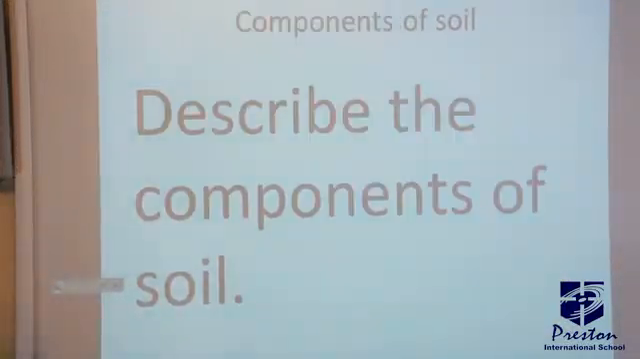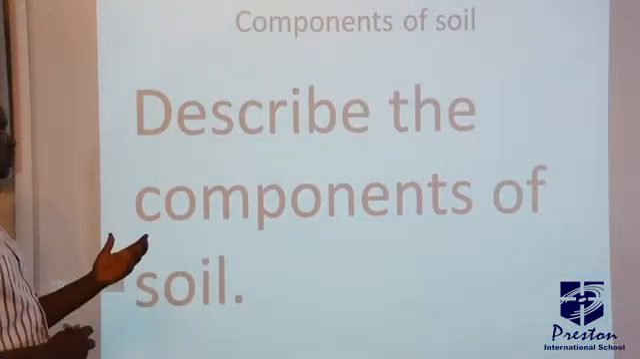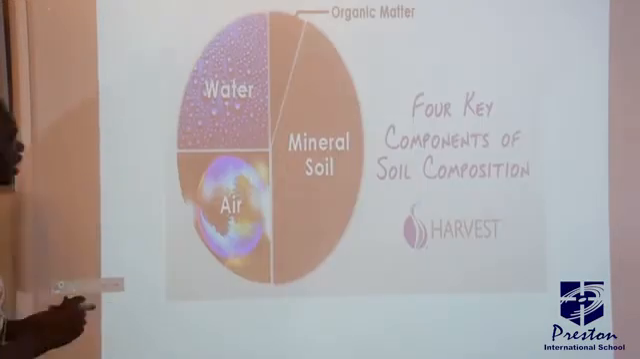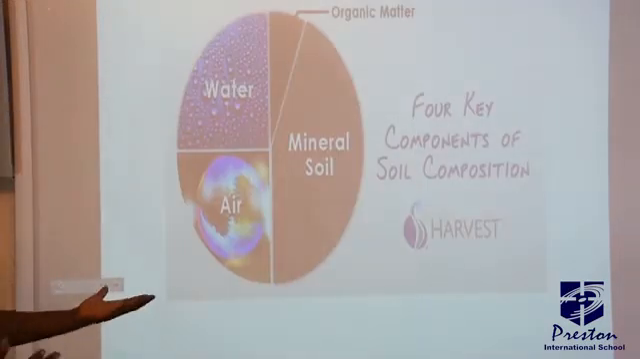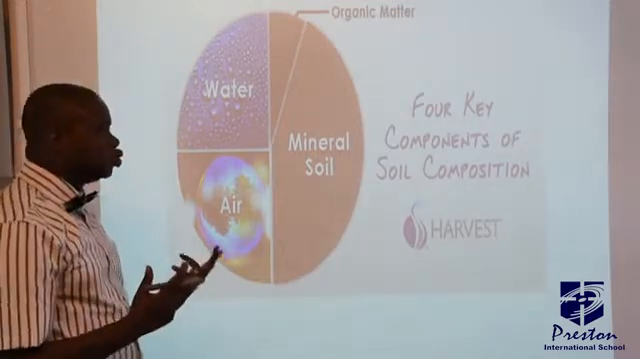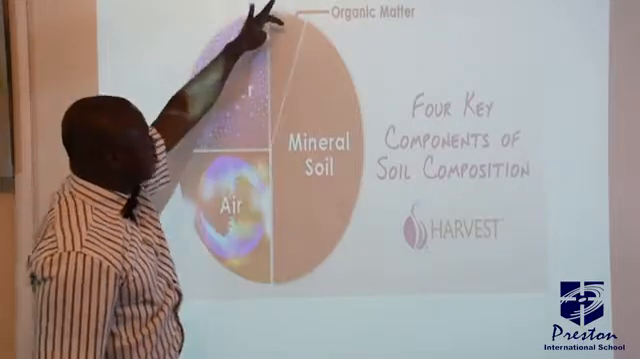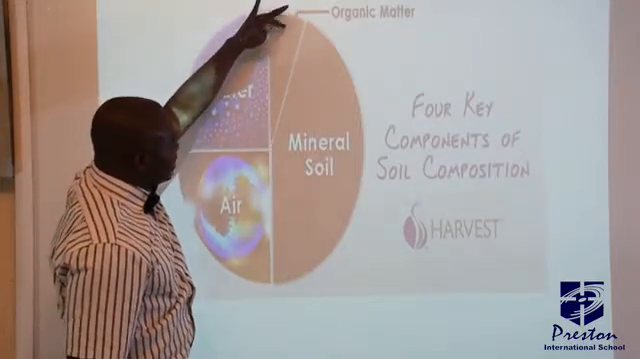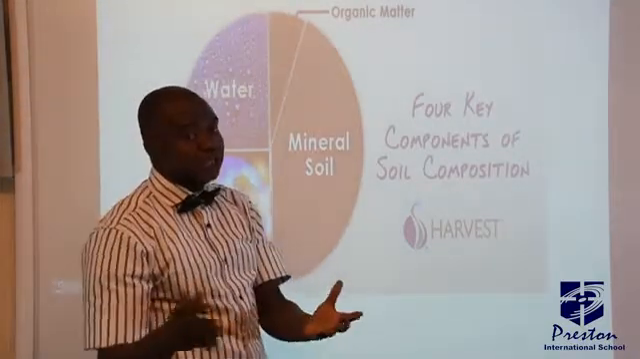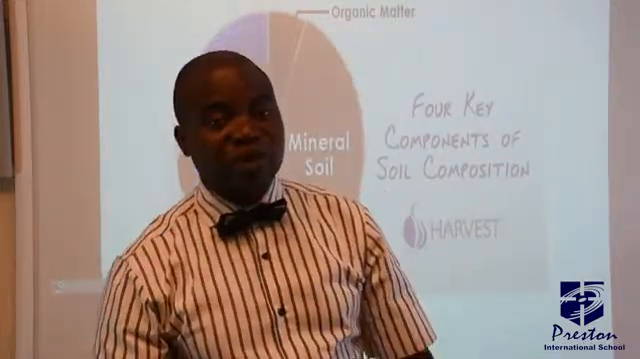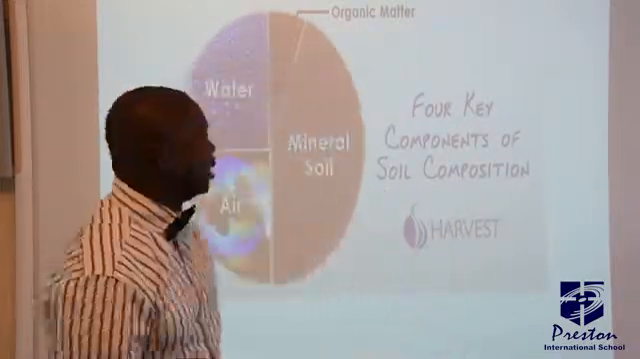Then we have components of soil. We have to describe the components of the soil. I have it in this chart, in this brief form. We can have 4 major components, key to know what our soil is made of. Number 1, we have the organic matter in the soil. Those are the decaying leaves, dead and decaying plants and animals on the top of the soil. We call them organic matter.